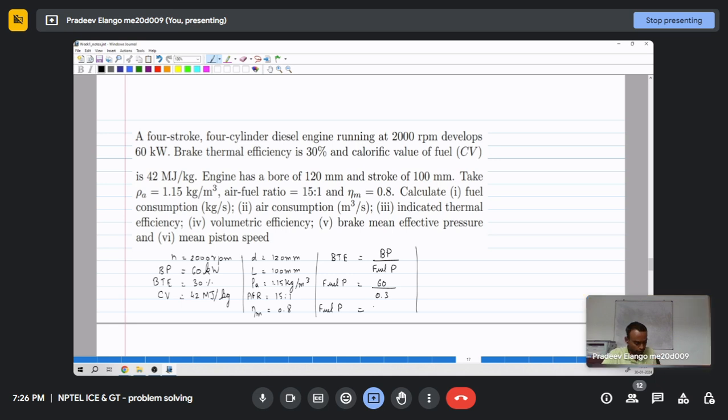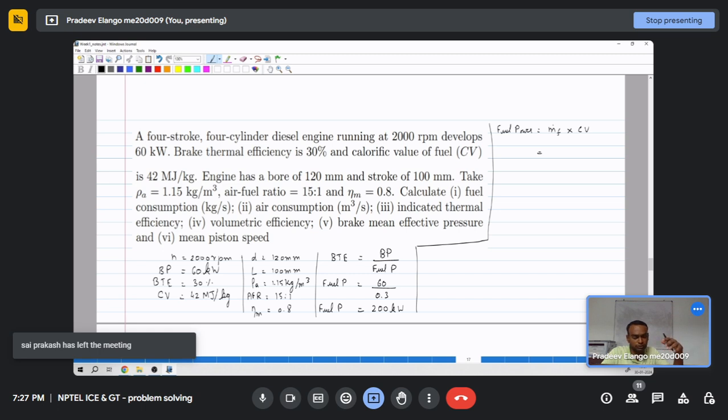It's 200. This is fuel power. So now we know fuel power is equal to m dot f, the fuel flow rate, into calorific value. In the last problem we solved it based on volume because the calorific value was given in volume, as it is a gas. Generally for liquid fuels like diesel we mention it in terms of mass. So fuel power is 200 kilowatt.